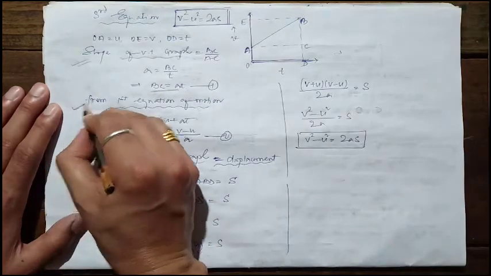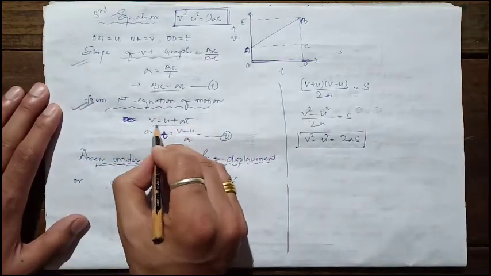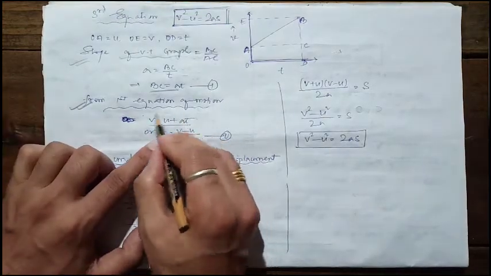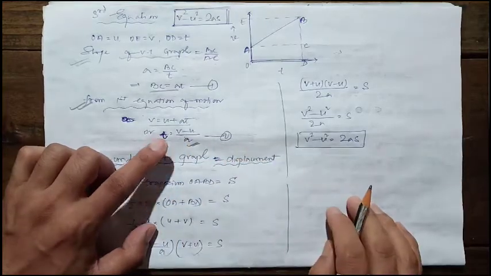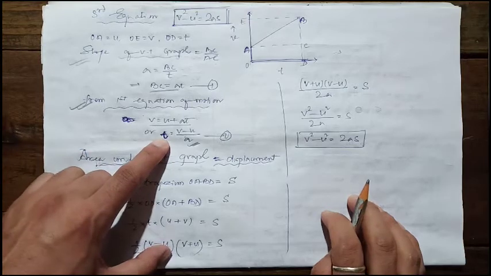Now students, from the first equation of motion, you know what is the first equation of motion? We will calculate the value of at. You simply rearrange all these quantities and calculate the value of at. You will get the value of at as v minus u. So this is the value of at that we obtained from the first equation of motion.